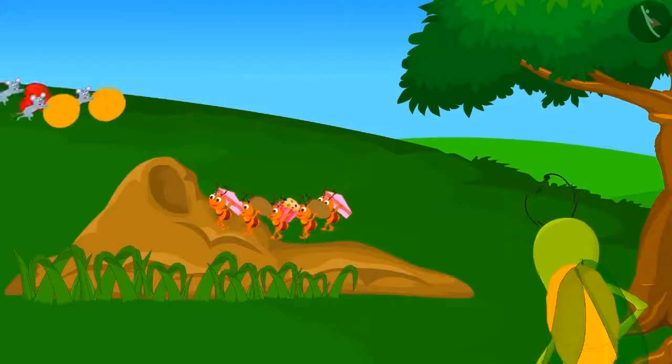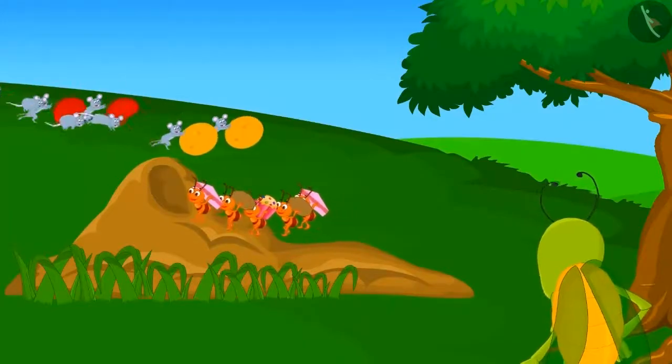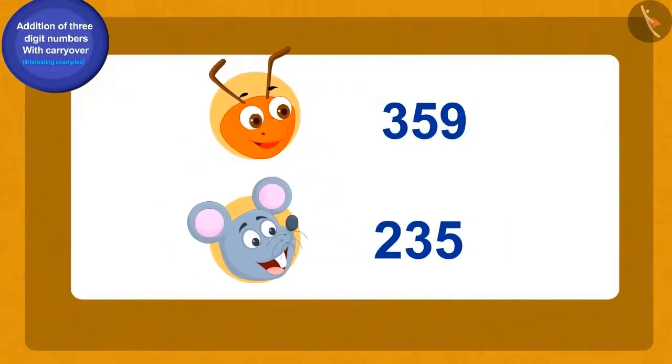The next day, the grasshopper saw more ants and rats in the herd. Now there were 359 ants and 235 rats. Let us now see the total number of animals.